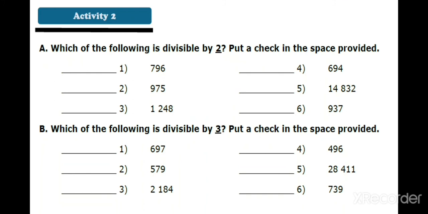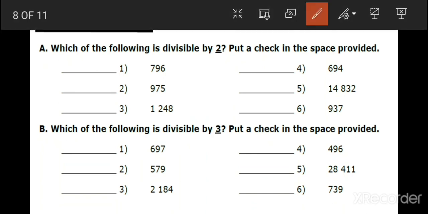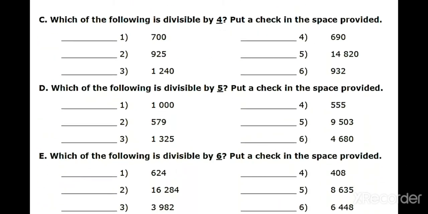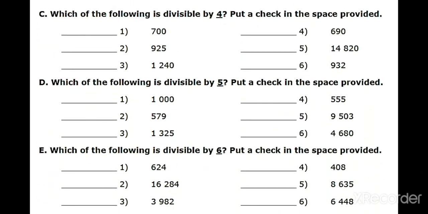Okay, so you can see in your module, okay, in the printed learning material, the rule, right? If it's divisible by 2, all you have to do is to put a check. If it's not divisible by 2, then don't check anything. Okay, same is true with letter B, same is true with C, D, and E. Just put a check in the space provided.